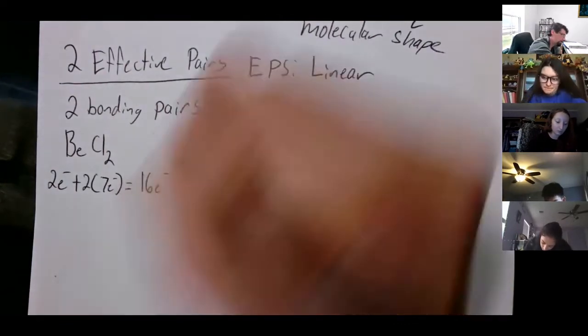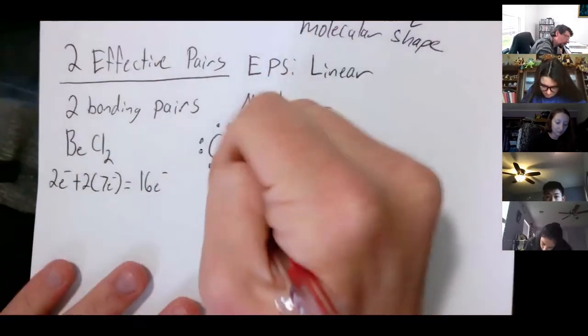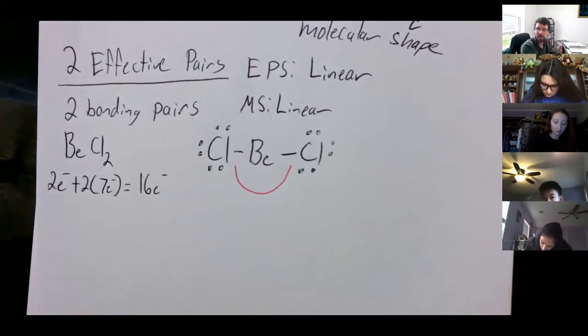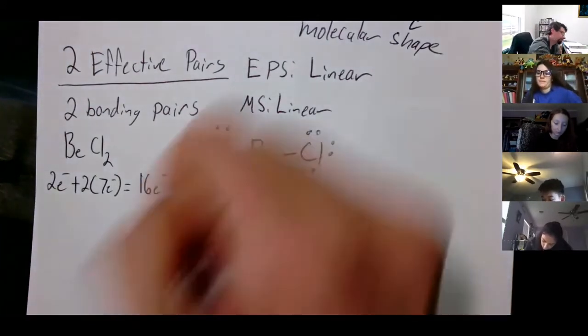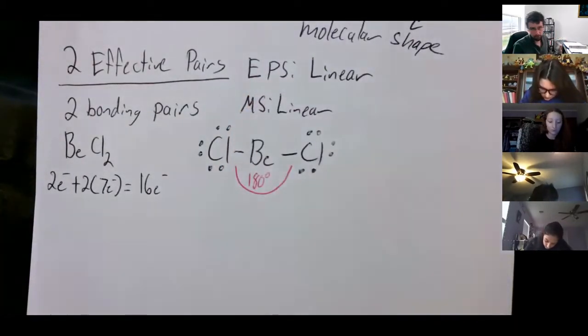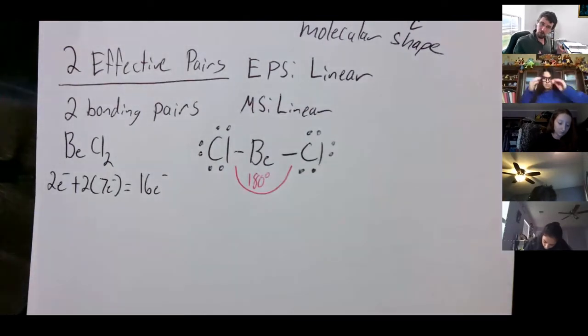Linear? Yep. And now knowing that, you could probably tell me the approximate bond angle along here. What's approximately the bond angle going to be? 180. Yep. Okay. Linear is kind of boring because we're only going to consider 2 bonding pairs in this case.